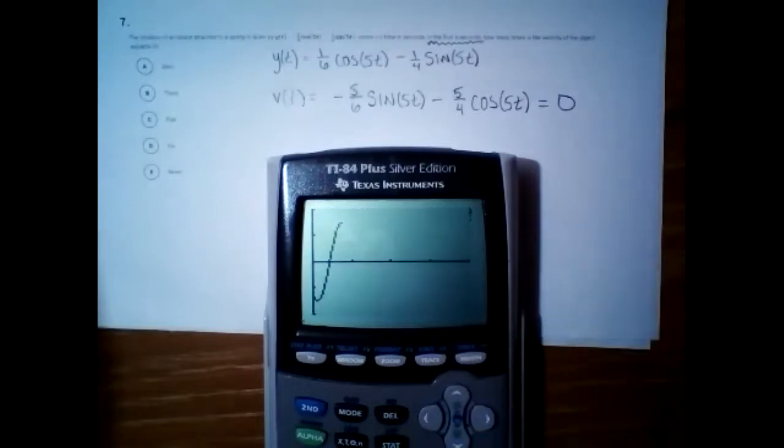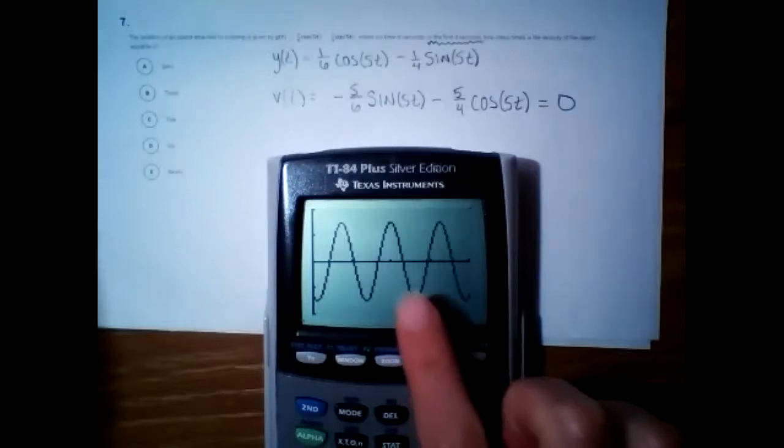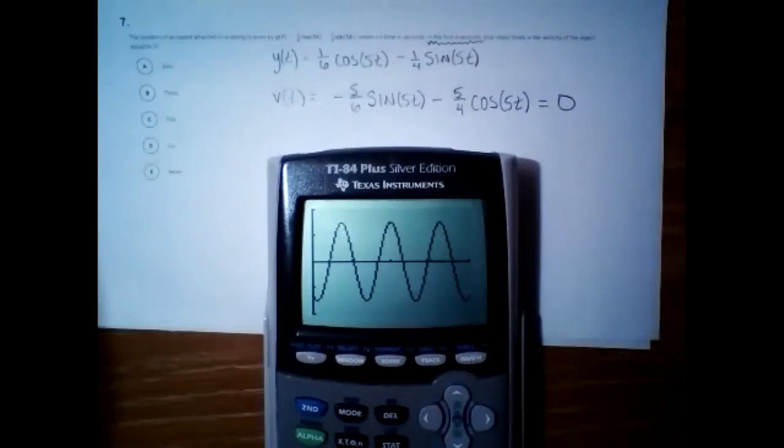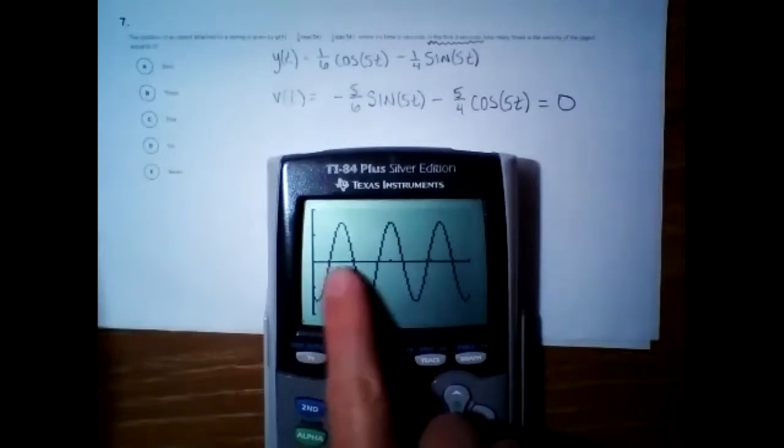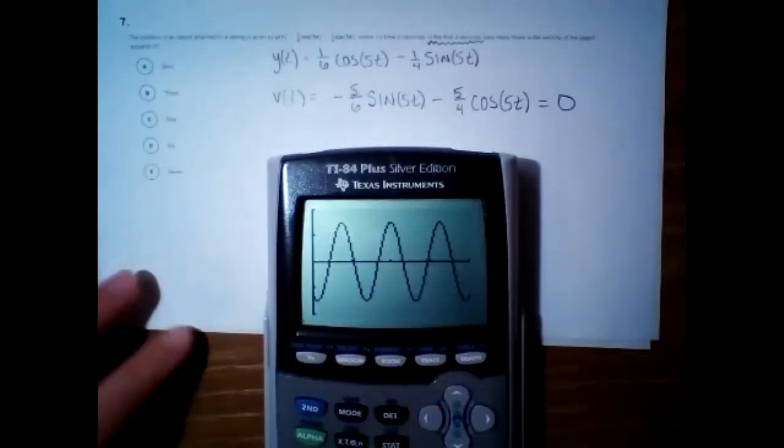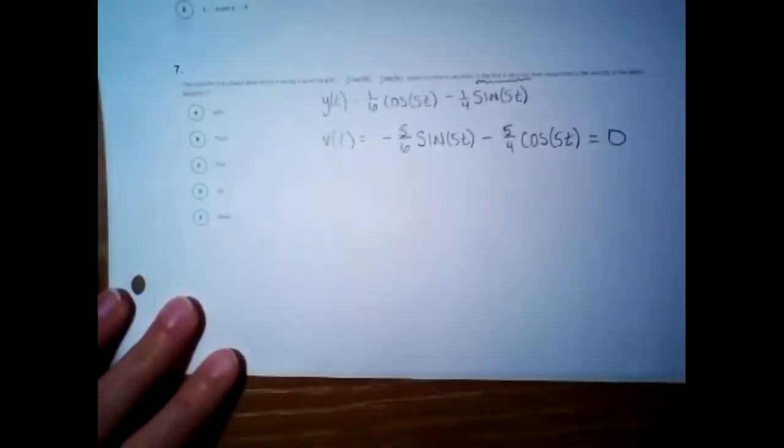Now, all this question asked for was how many times does the velocity equal 0? So once this is done graphing this here, hey guys, how many zeros are on this graph? Because that's what we're being asked for. So just how many are there? And good, there are 6. 1, 2, 3, 4, 5, 6. And so that one is D.